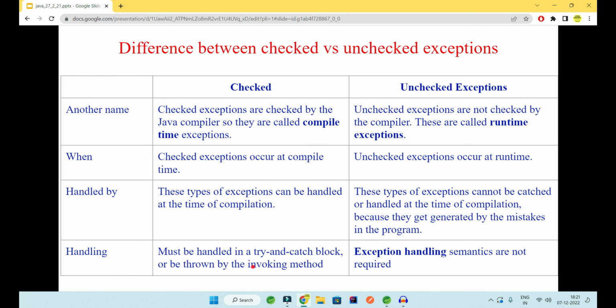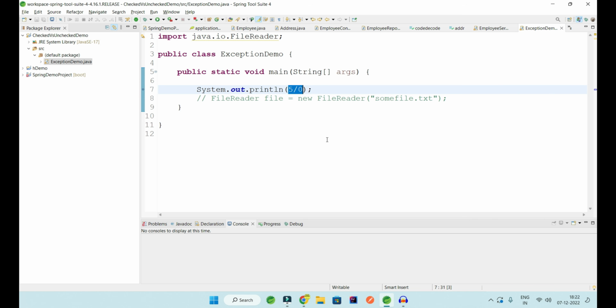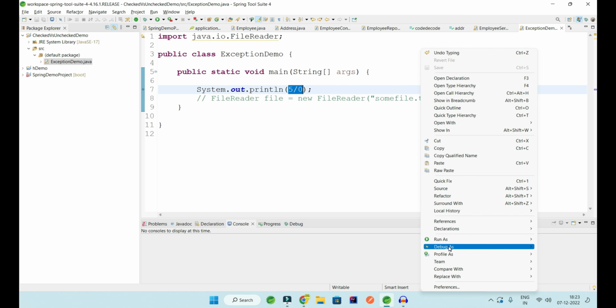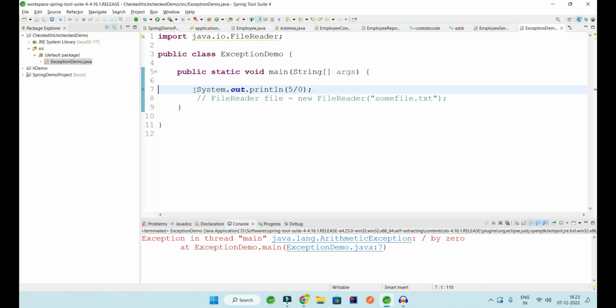Next is handling. Handling must be done with the try-catch block for the checked exceptions, or else it should be thrown. So I'll show the example first. This is a runtime exception example. If you can see, this is 5 divided by 0. This is an ArithmeticException for us. If I try to debug this at line number 7 and execute line number 7, then you will see a divide by 0 exception, which is an ArithmeticException.